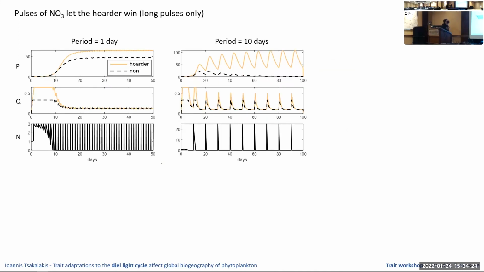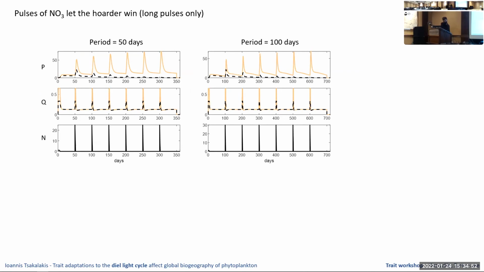So the last thing I have here to show you is that when we have pulses of nutrients, and not in a periodic way, then at larger periods we can get this result that the storage is important, because during these periods of high nutrients and then limiting nutrients, they have stored more and eventually outcompete the non-hoarder, and the same for larger timescales.